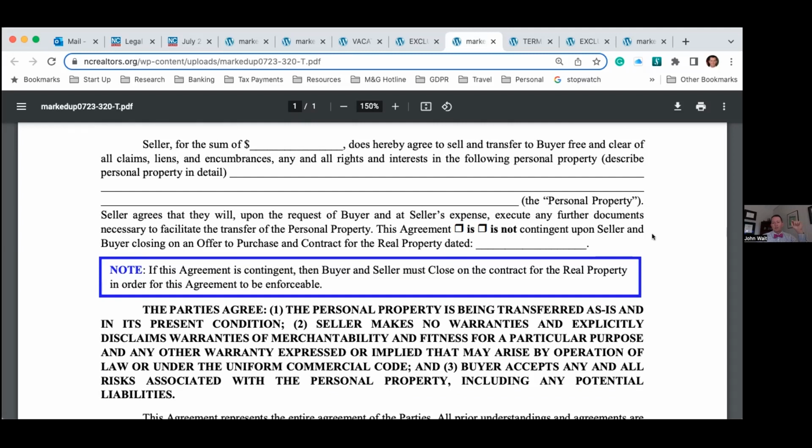And the reason you're going to do that is because the seller doesn't want to get rid of all his furniture in most cases, unless it's going to go with the property. He's not going to sell it separately. So just make sure that you get those boxes correct. And if the seller doesn't care, if the seller wants to sell property, then that's fine.